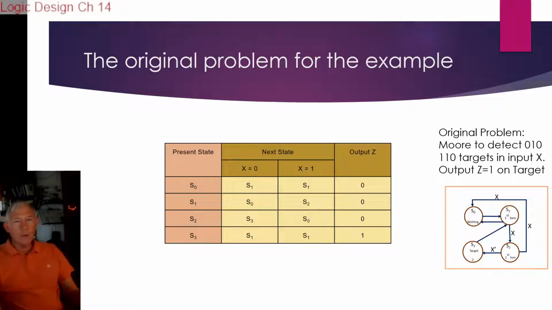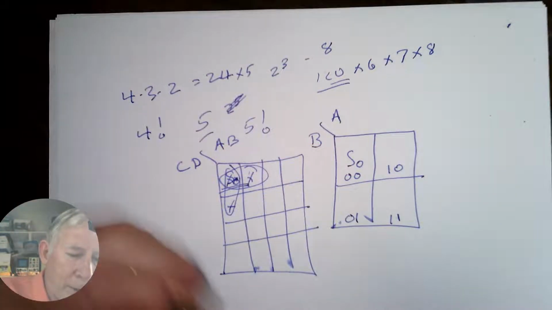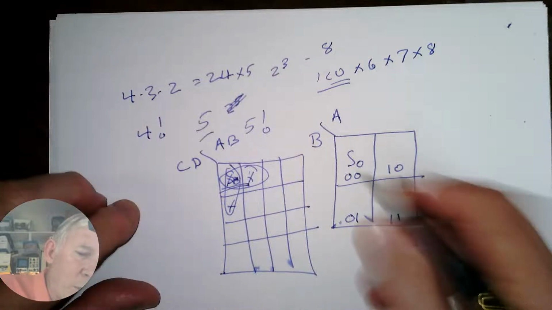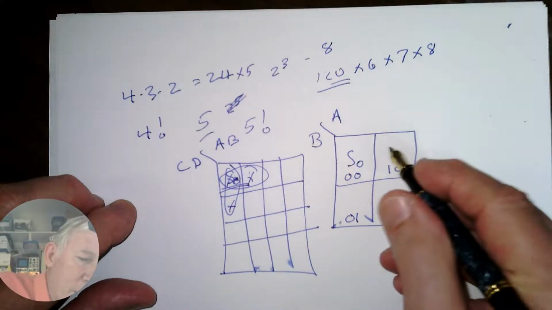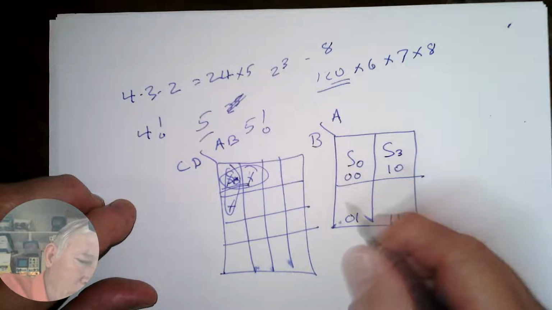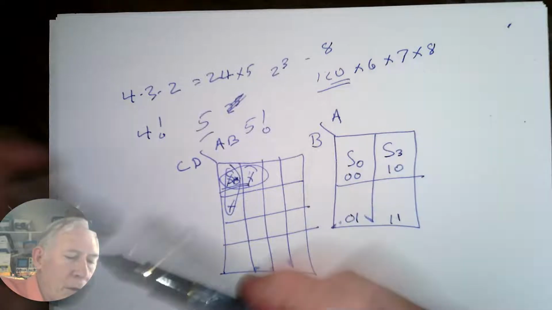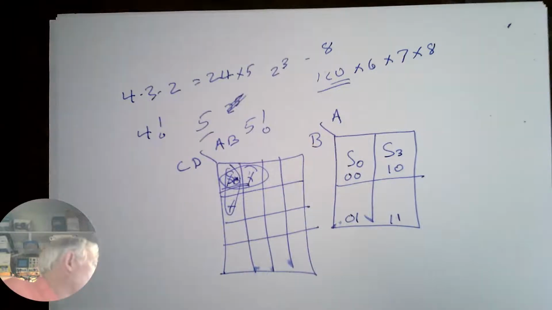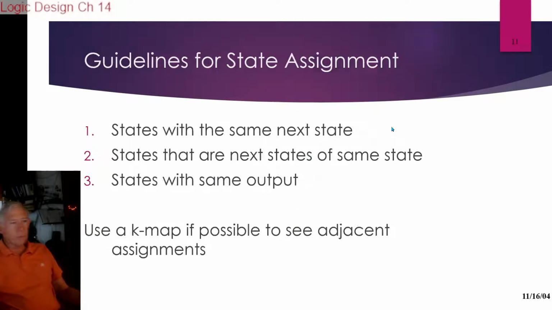All right? So what do we mean by adjacent? Well, we go over here to our little map, and if S0 is here, we would want to put S3 in either here, or we'd want to put it down here, and that would make it adjacent. All right? What else can we think about? Let's go back to our rules.